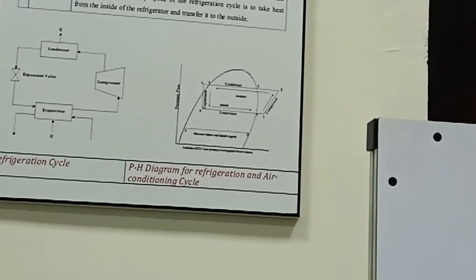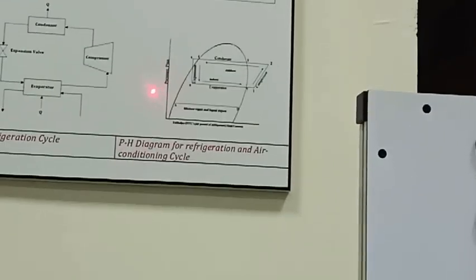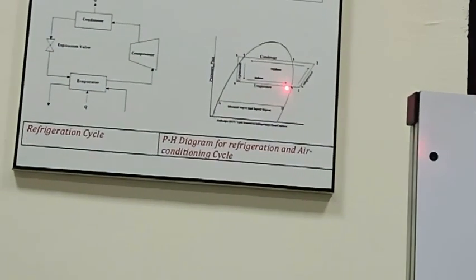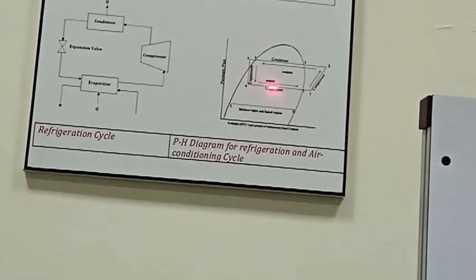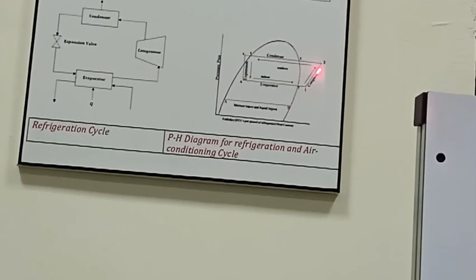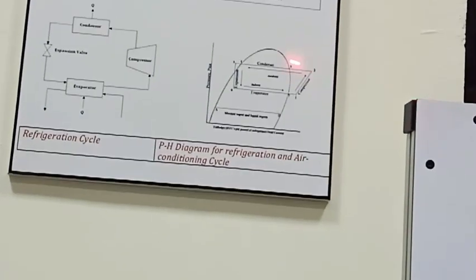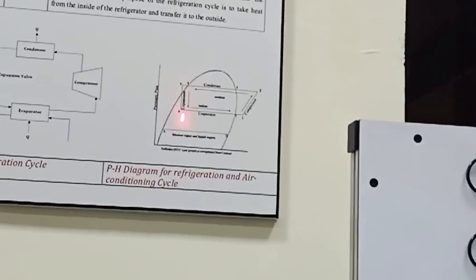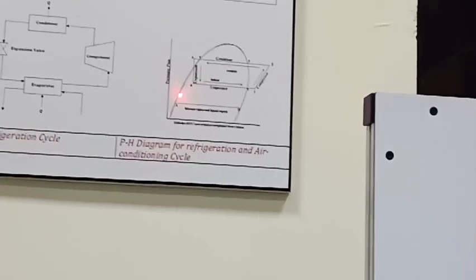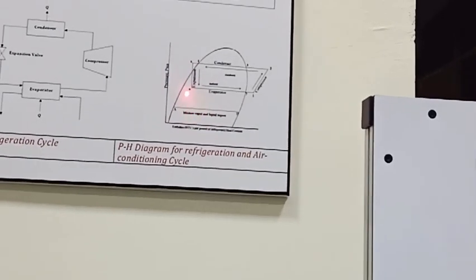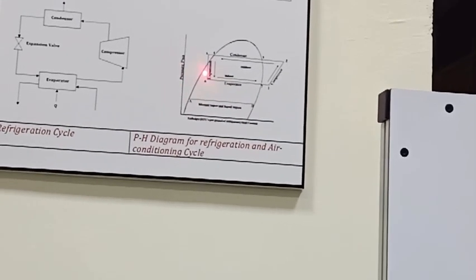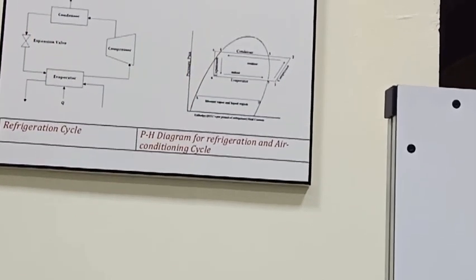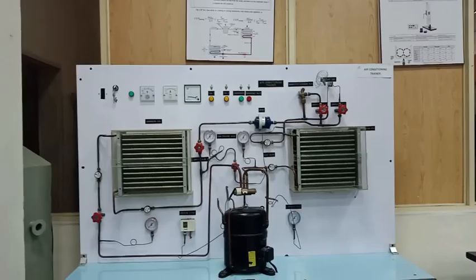So okay, this is the pH diagram of the refrigeration cycle. You can see here this was the evaporator section, from 1 to 2 is the compressor section, from 2 to 5 is the condensation section where it will lose heat, and 5 to 6 is the expansion section where it will be liquefied, and again input of the evaporator. So you have to draw the pH diagram in this case. So this is the complete demonstration of the refrigeration.